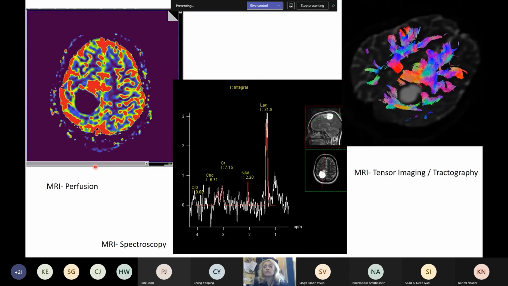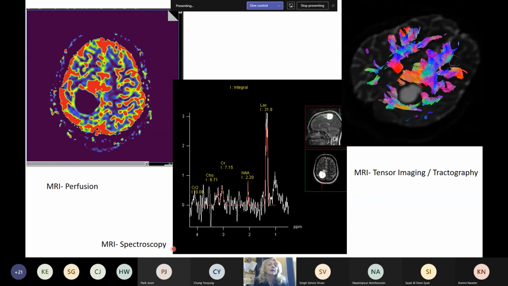And then further examinations were done, like the perfusion of the area. It has very good blood supply. And you know that malignant tumors usually have a better blood supply than benign tumors. This was the cyst part of the tumor. Then they can do spectroscopy. With spectroscopy, you can see the metabolites in the brain.